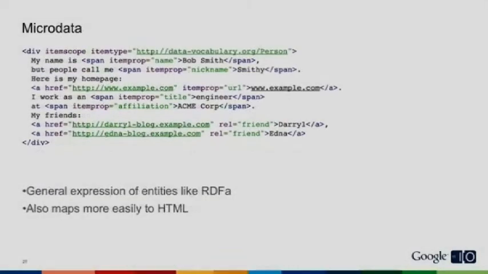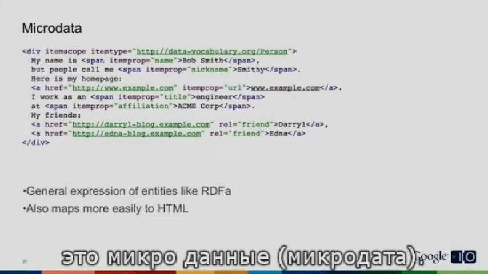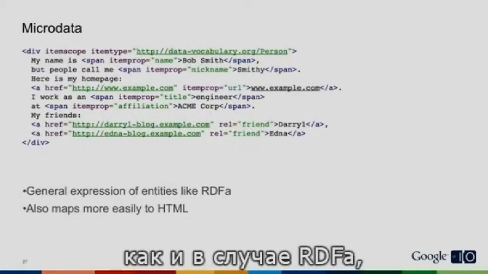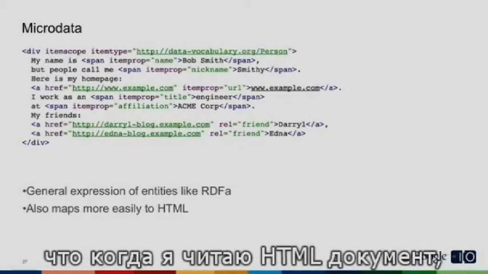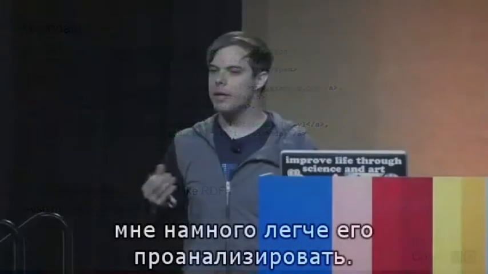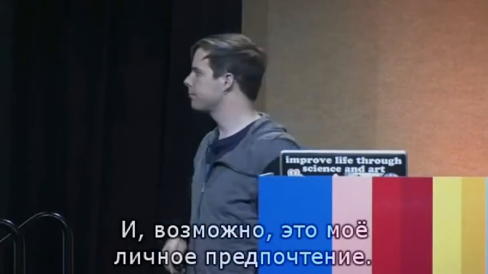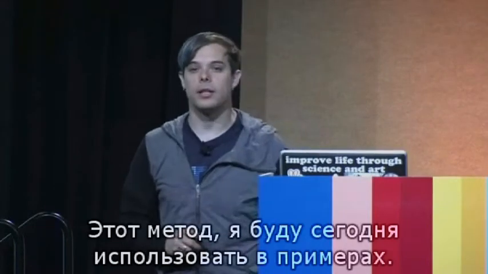And there's one more, microdata. Microdata has the general expression of entities like RDFa, but it also maps more easily to HTML. And this is my preferred method. I like it mostly because when I'm reading an HTML document, I can parse this easier. And so maybe that's just a personal preference. This is the one that I'll be using in examples today.